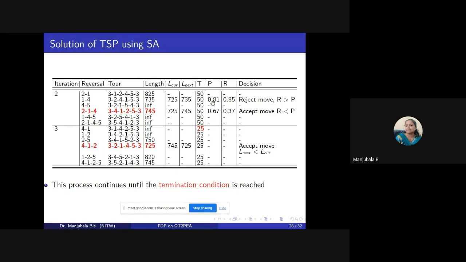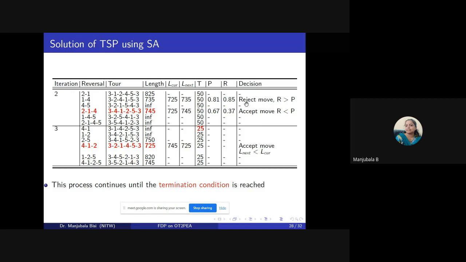So we find out the probability of acceptance, that is e raised to the power minus (735 minus 725) divided by 50. So we'll get 0.8. Now whether you have to accept this solution or reject, you generate a random number, now 0.85. As 0.85 is greater than 0.81, you reject this one.